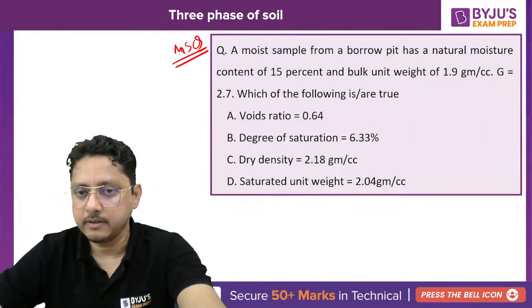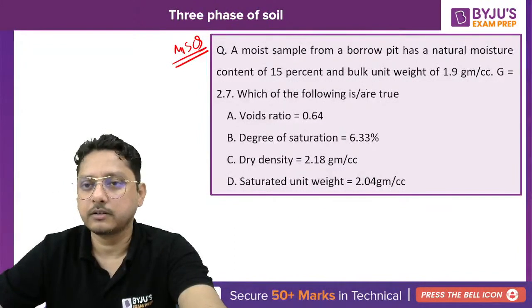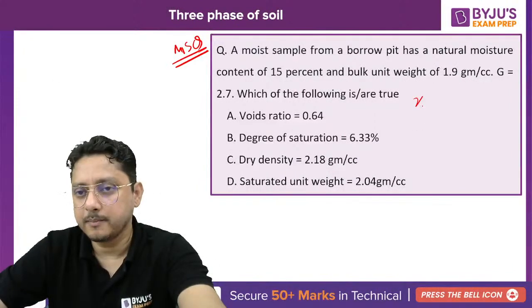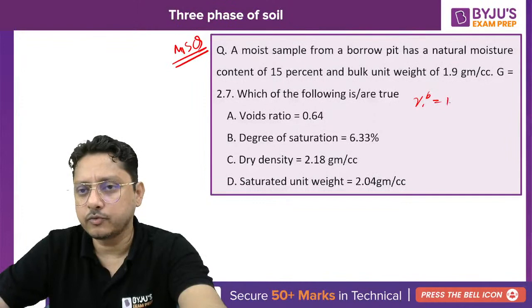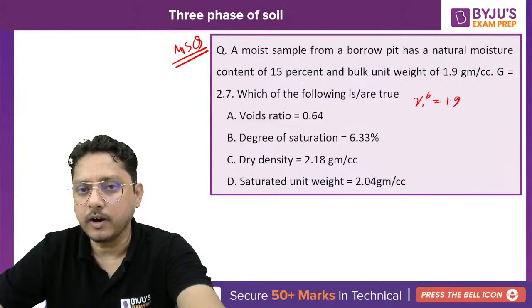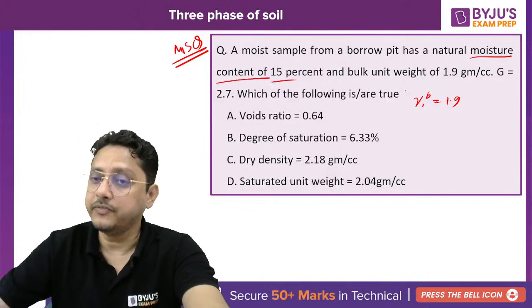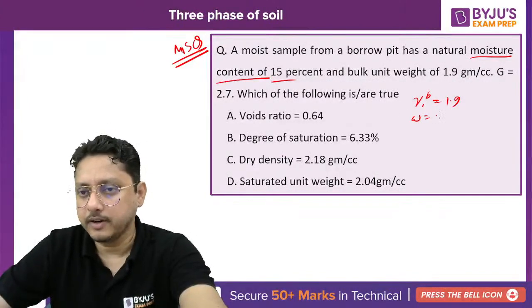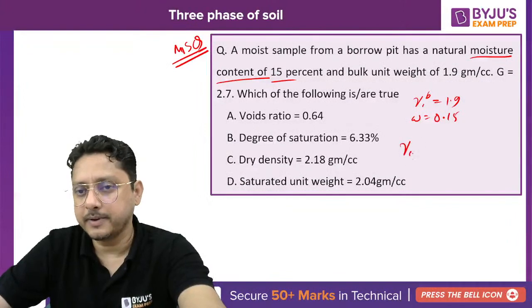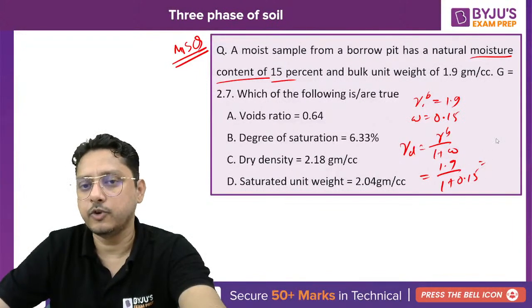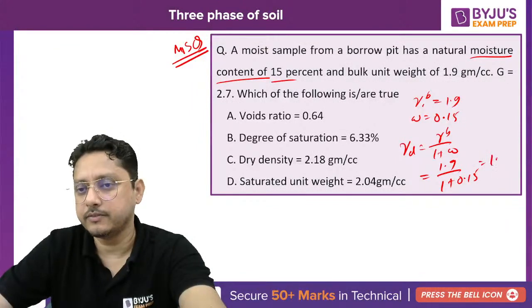Gamma bulk is given here. The bulk unit weight is given. Gamma bulk is 1.9 and the water content is also given, that is nothing but your moisture content, which is 15%. So W is also given, 0.15. So you can simply calculate gamma D: gamma bulk by 1 plus W. Keep the value here, 1.9 divided by 1 plus 0.15, and if you calculate, you'll get around 1.65 gram per cc.